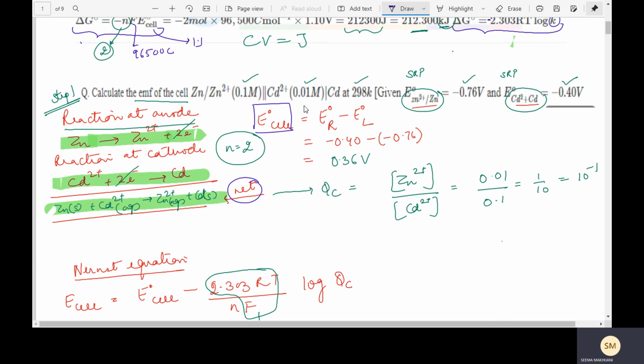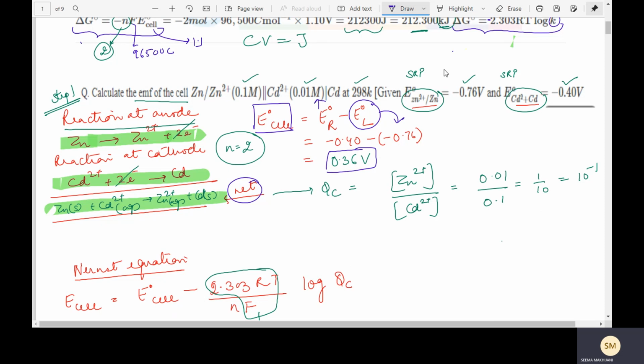Here is the right in the cell representation. So the right value is given to be minus 0.40, and left, that is zinc, the value given is minus 0.76. So your net answer for the E naught cell is 0.36 volts.